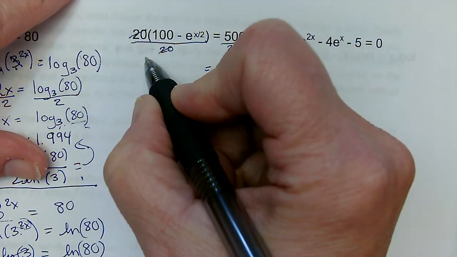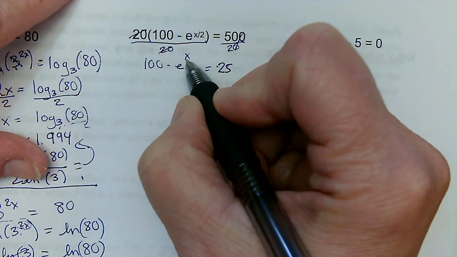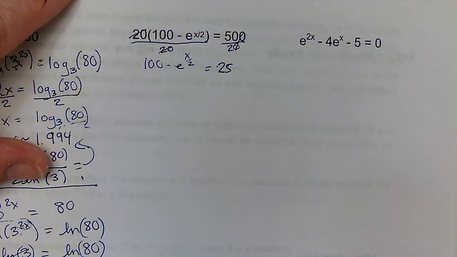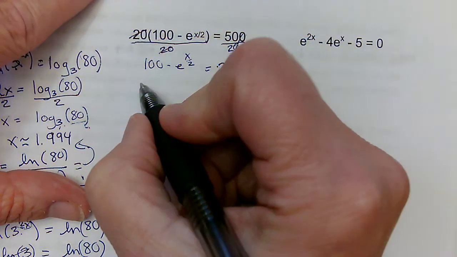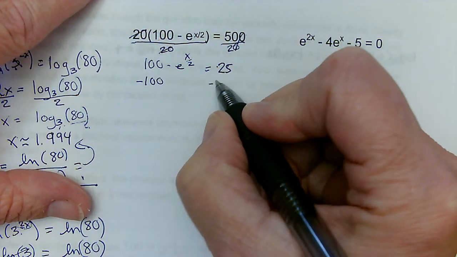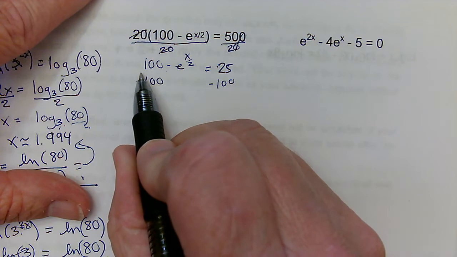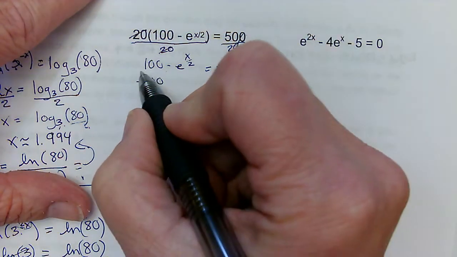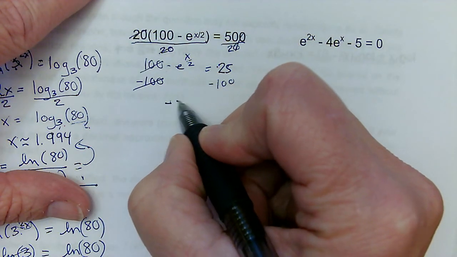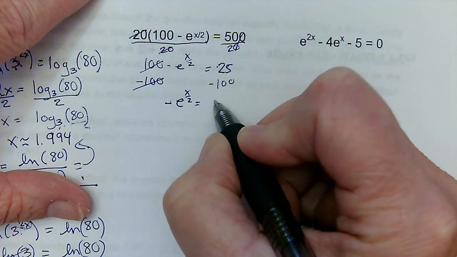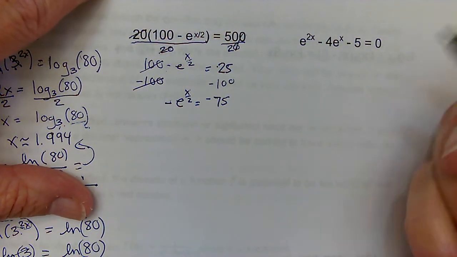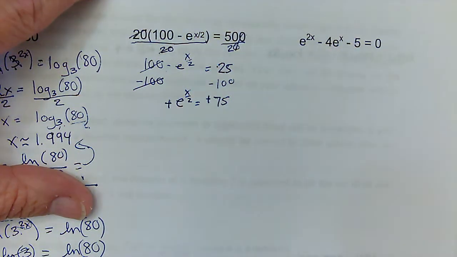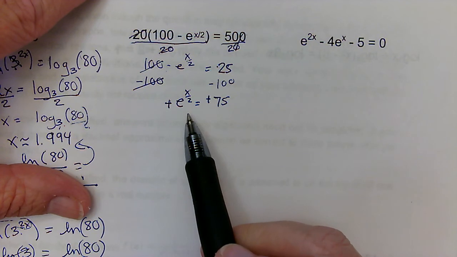So now I have 100 minus e to the x over 2 is equal to 25. Now I need to get rid of the 100, so I'm going to subtract it from both sides. Remember, this was subtraction, but the 100 was positive, so you have to subtract it. So those cancel out, and now we have negative e to the x over 2 equals negative 75. Since both sides are negative, I'm just going to multiply by negative 1 on both sides to make them positive. And now we have the exponential expression isolated.